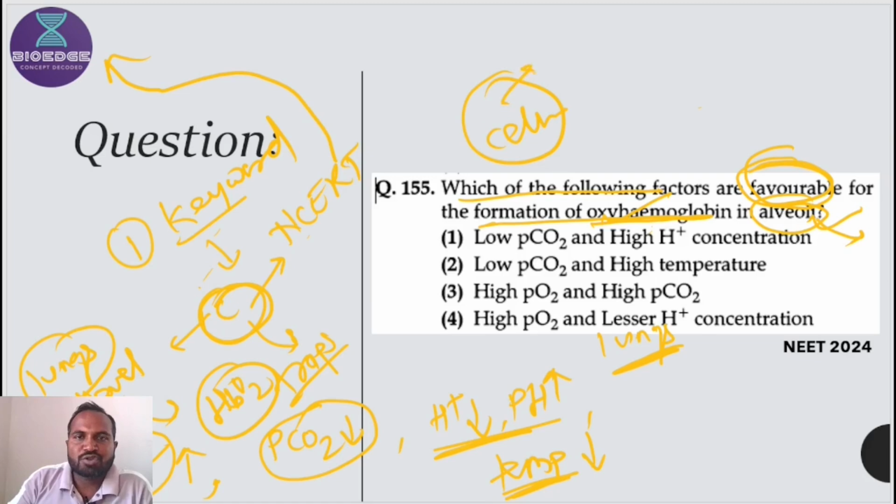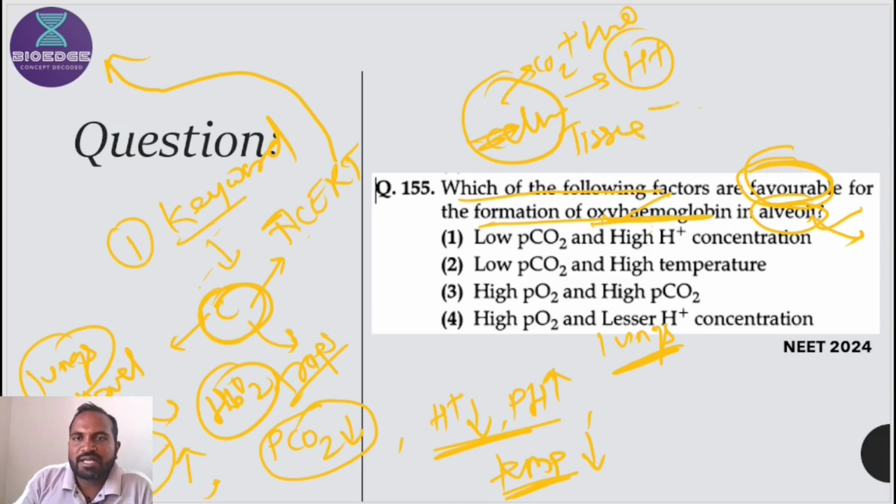There is production of CO2. That's why there is a formation of H plus ions, because CO2 combines with water and forms the bicarbonate ion, and it would release the H plus ions. All of you know. Then next one is the temperature is less, cellular level or tissue level factors.